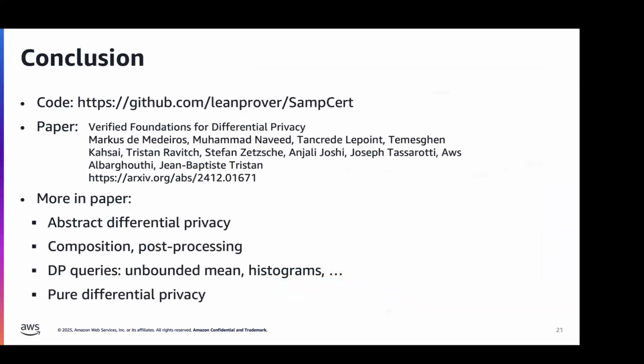To conclude, the code is available. It's open source. There is a paper that I wrote with many of my co-authors, and I'd like to, in particular, single out the first author, Markus de Medeiros, who was an intern with me and who is a grad student at NYU. He's contributed a lot to SampCert. And in the paper, you'll find many more interesting things. We introduced the idea of abstract differential privacy. We talk about other important operations like composition, and queries like unbounded mean, histograms, etc.